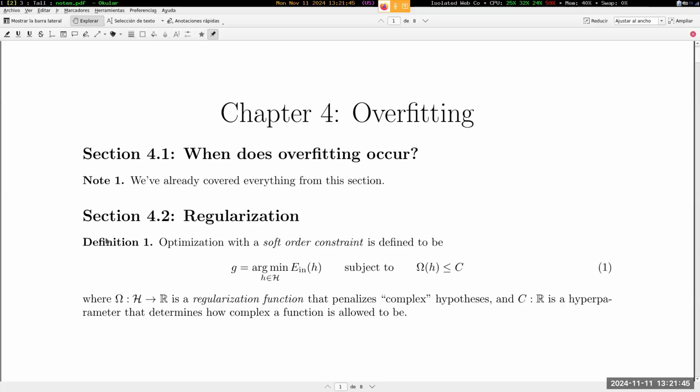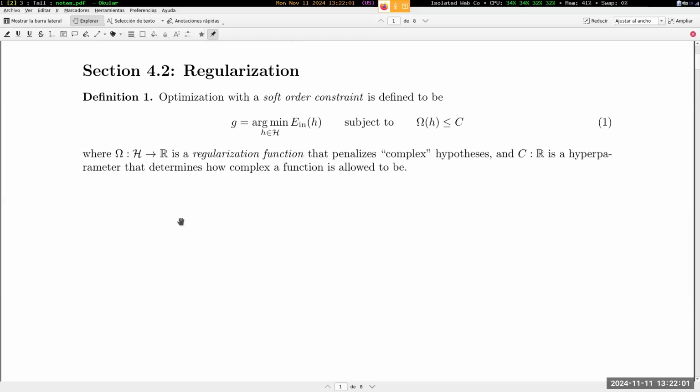So we're in chapter 4 on overfitting. We talked about 4.1, not directly, but all the material of 4.1 we covered implicitly while we were talking about other sections of the course. And last time we started talking about section 4.2, regularization. The big picture idea about why we care about regularization is that it is another tool for us to prevent overfitting.